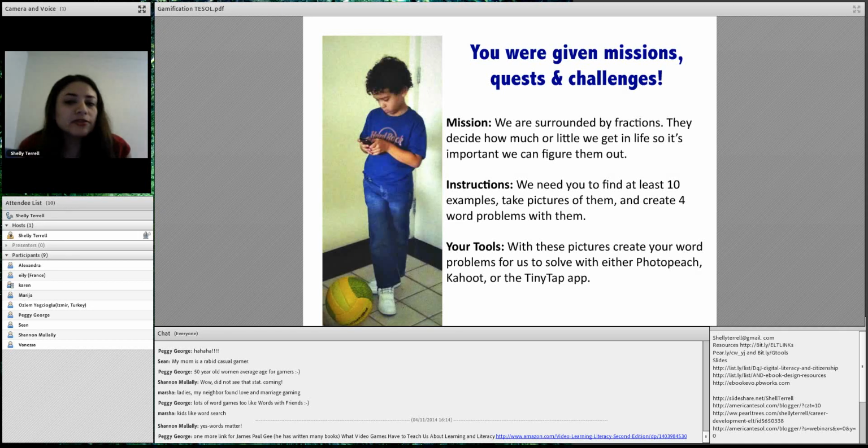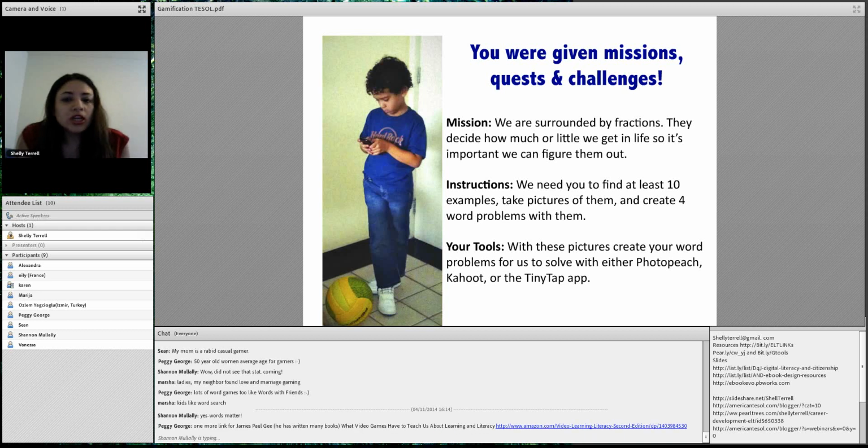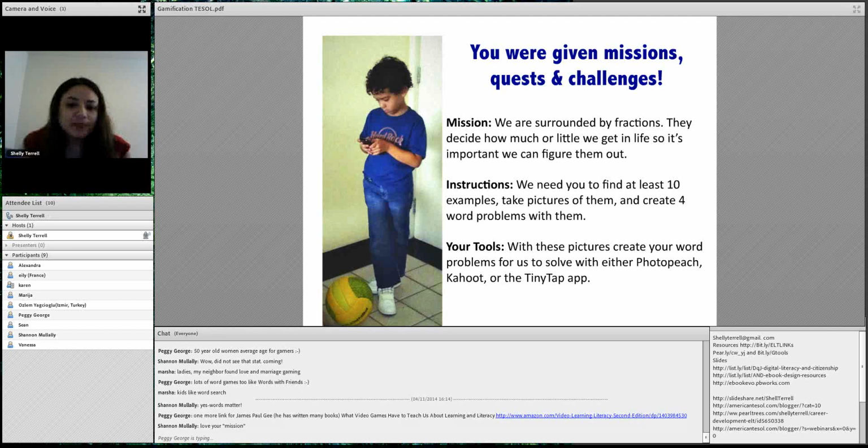So here's the difference between that original do-things-from-the-book approach and a different type of task. Your mission: we are surrounded by fractions. They decide how much or little we get in life, so it's important we can figure them out. The instructions: we need you to find 10 examples of fractions. Take pictures. They can take them with their device, or if they have just a digital camera, they can use that. And then they can create 4 word problems with them.